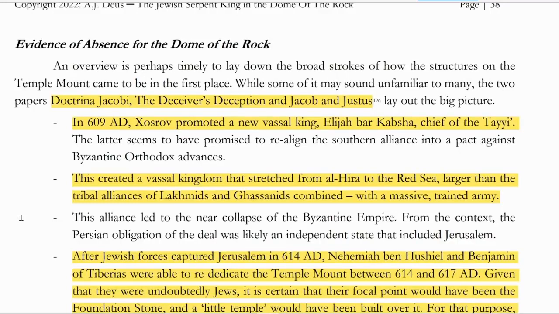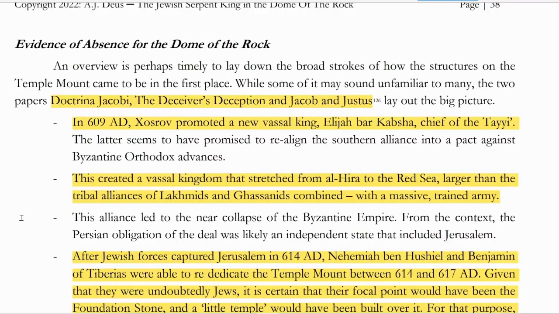Now you probably will maybe recognize the name Elijah bar Kapsha. That is the Hebrew version of Es ibn Kapisa. Es ibn Kapisa is the Arabic version of this. So he actually considers him also to be a key figure, as do I. And it's interesting, I came to that conclusion independently of AJ Deus, discovering it not long after I had made the same discovery.